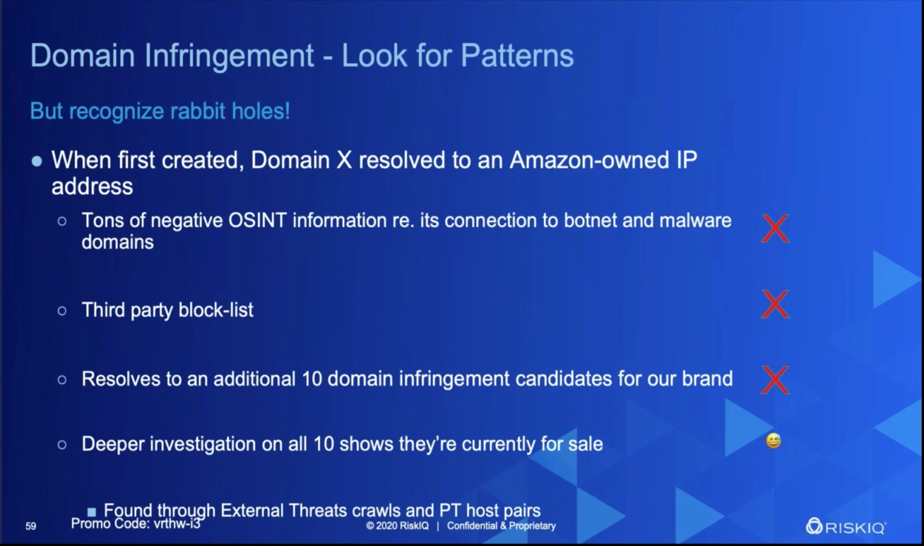But it's important to recognize that when you do any investigation, you're going to go through some rabbit holes, and you're always going to be researching more than the takeaways you get. So in this case, I looked through external threats to see those crawls, but you can also find this in PassiveTotal host pairs. It turns out that those 10 that I was looking at are all for sale, which is good news, especially if you are a company that wants to do proactive or defensive domain purchases. So that's actually great to know.